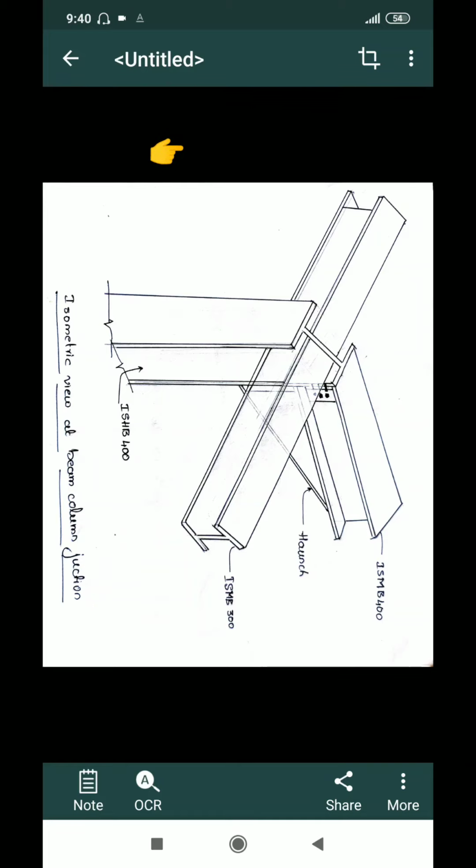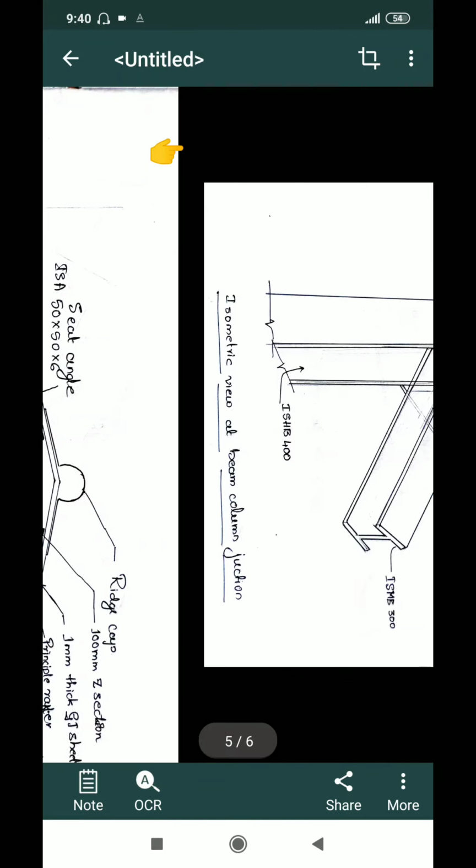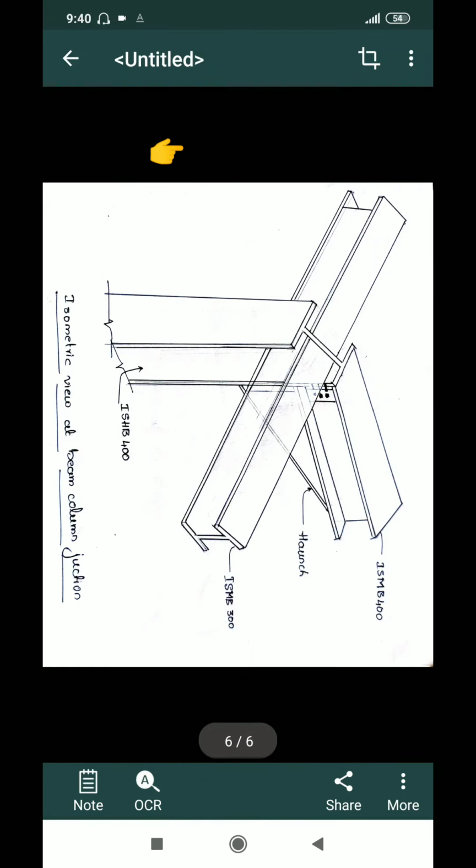Please do study these diagrams and draw the diagrams as they are, and if you have any doubt you can clarify at any time.